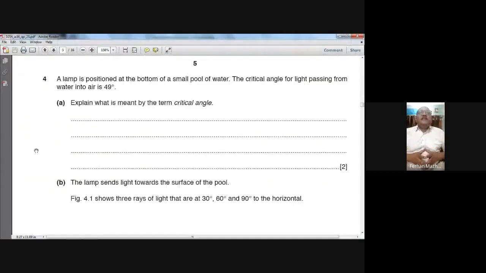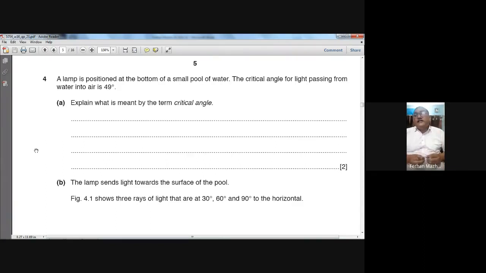A lamp is positioned at the bottom of a small pool of water. The critical angle for light passing from water into air is 49 degrees. Underline this number given. This is the critical angle of the water. Critical angle of light passing from water into air is 49 degrees. So critical angle is 49 in this question. Explain what is meant by the term critical angle.